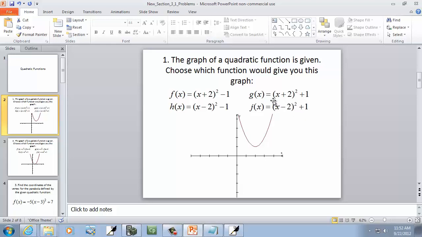So it's either going to be a g of x or j of x. Now remember, if the number's inside with the x, it's left or right, opposite of what you think. This plus 2 means left 2. So this g of x would be left 2, up 1. Well, that's not where this is. Now the j of x. The -2 here, again, it's opposite of what you think. So that means right 2, up 1. So j of x is the match for this.